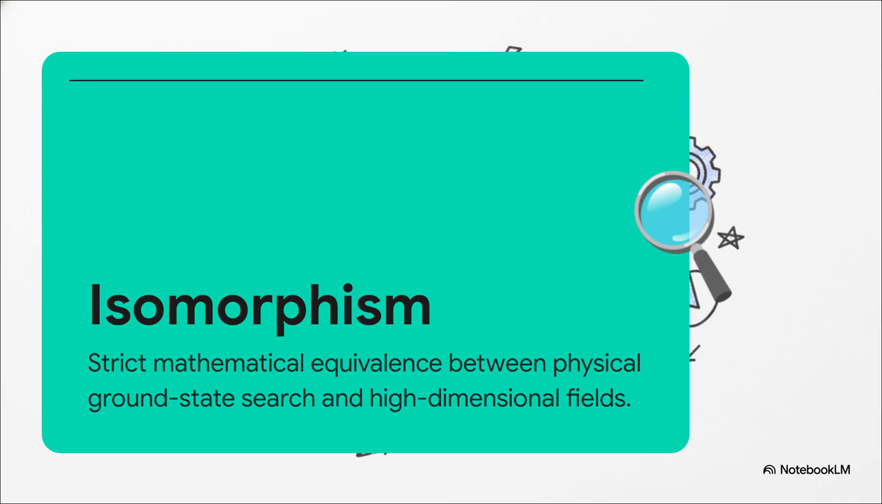Now, I know that sounds super heavy, but what it essentially means is that the physical relaxation of our analog chip is mathematically identical to solving these highly complex topological problems. It's wild. When the voltage on the chip settles, the field equation is just miraculously solved.